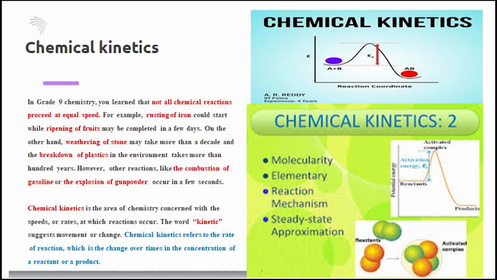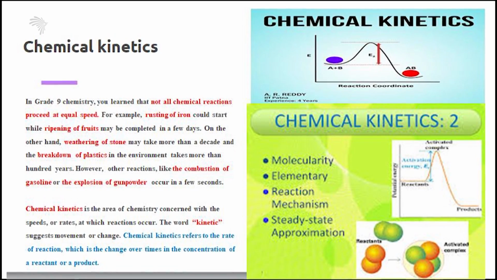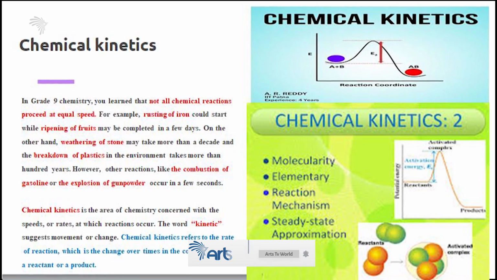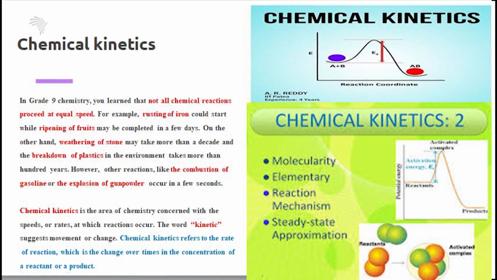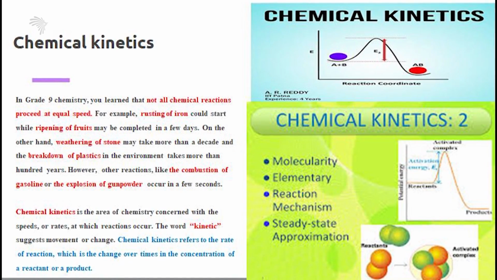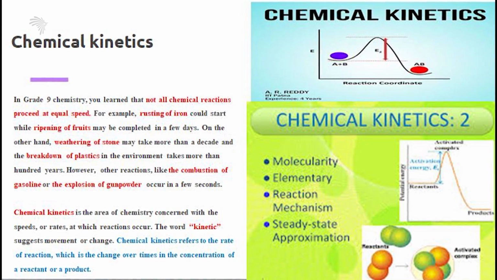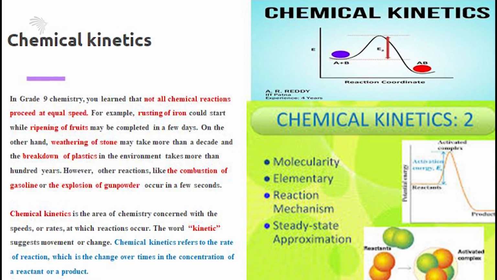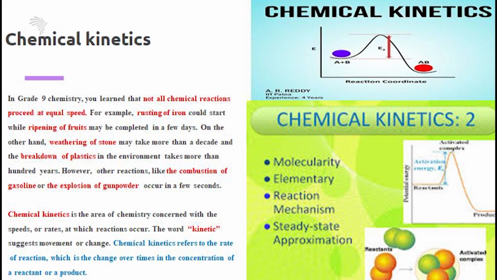Chemical kinetics. Chemical kinetics is the area of chemistry concerned with the speeds or rates at which reactions occur. The word kinetic suggests movement or change. Well, from your lower grade chemistry classes, you learned a lot about chemical reactions. For instance, not all chemical reactions proceed at equal speed.